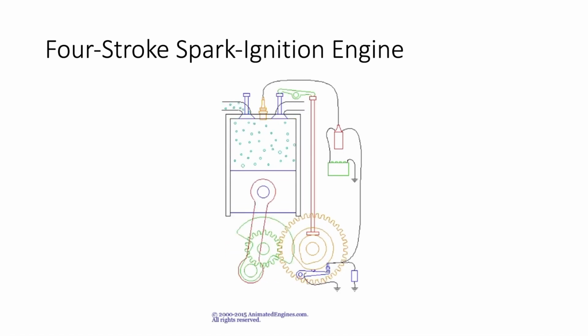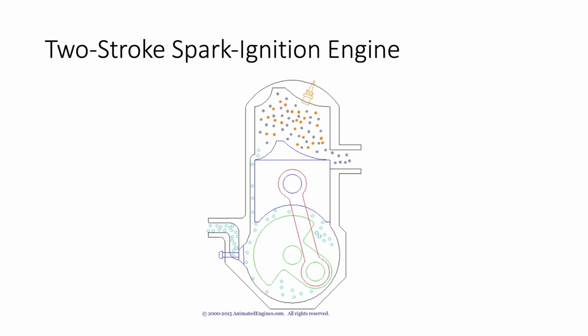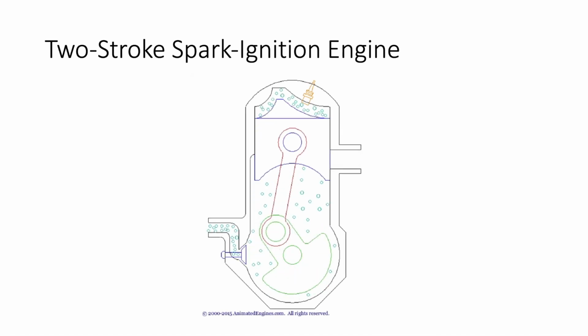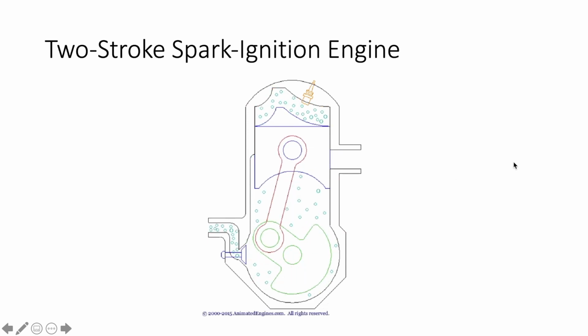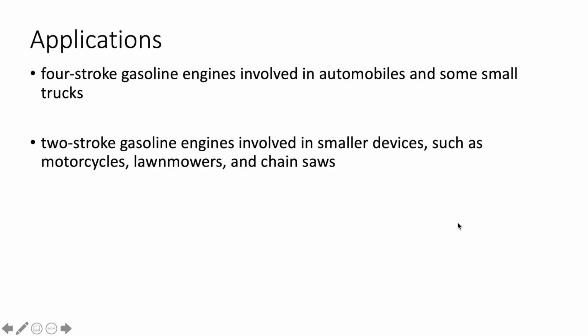But then for the two-stroke, the intake and the compression occur in the same stroke, and then the power and the exhaust occur in the same stroke. So a four-stroke gasoline engine is the engine that is involved in almost all cars, also in some small trucks, but in larger scale trucks, the diesel engine is utilized. But a two-stroke gasoline engine is often involved in smaller devices, as I stated earlier. They're often in motorcycles, and they're the engines always used in lawnmowers and chainsaws.